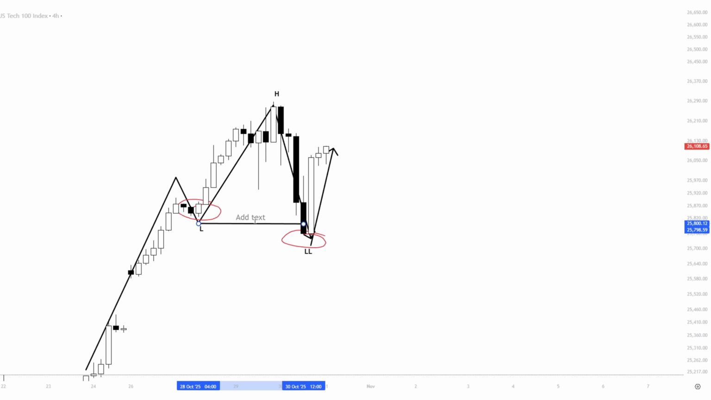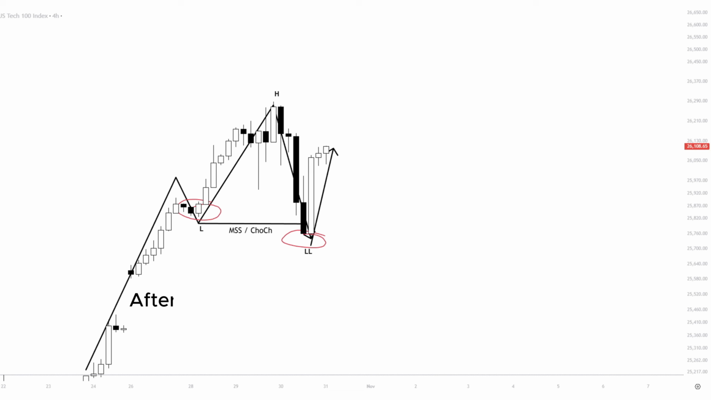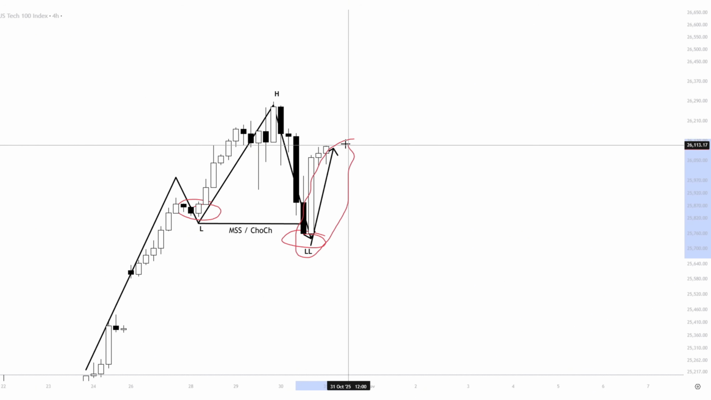Keep in mind that a break of the past low during an uptrend is a bearish trend shift, or a change of character to the bearish side. The theory says that after a major break, like a break from a trend shift, or from a break of structure, after these breaks, a pullback is expected in order to rebalance the swing points, and we actually have the pullback happening right now at these levels.